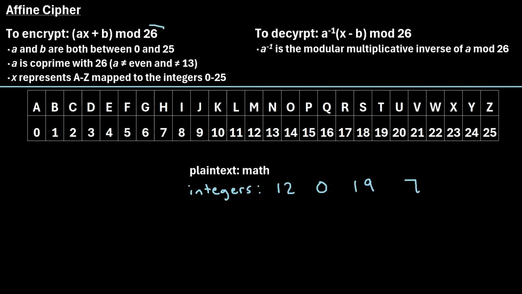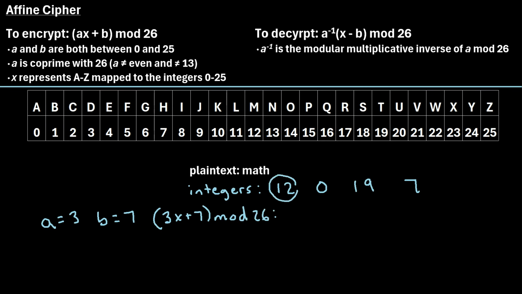Next, we need to use this formula right here to encrypt the letters. So remember, we get to choose a and we get to choose b. They just have to be between 0 and 25, and remember, a has to be coprime with 26. So for example, let's choose a to be equal to 3, and we'll choose b to be equal to 7. So plugging these values into this formula, here's the formula that we can use. 3x plus 7 mod 26.